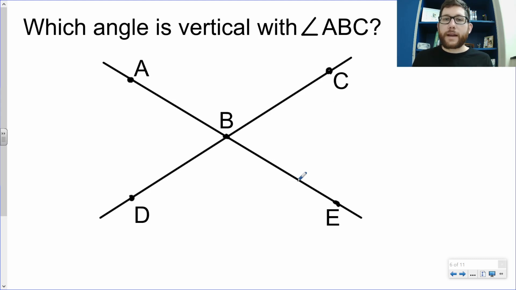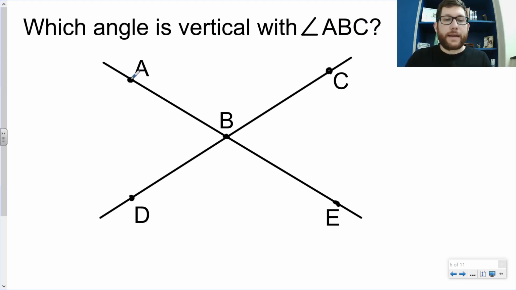So let's do a couple practice problems real quick just to make sure we know what we're doing. If we ask what is vertical with angle ABC? So we've got 3 letters. We talked about angles with just a number, but we also need to talk about angles with 3 letters. This is a place where kids get confused a lot. Well, which one is it? Is it angle A, is it angle B, or angle C?